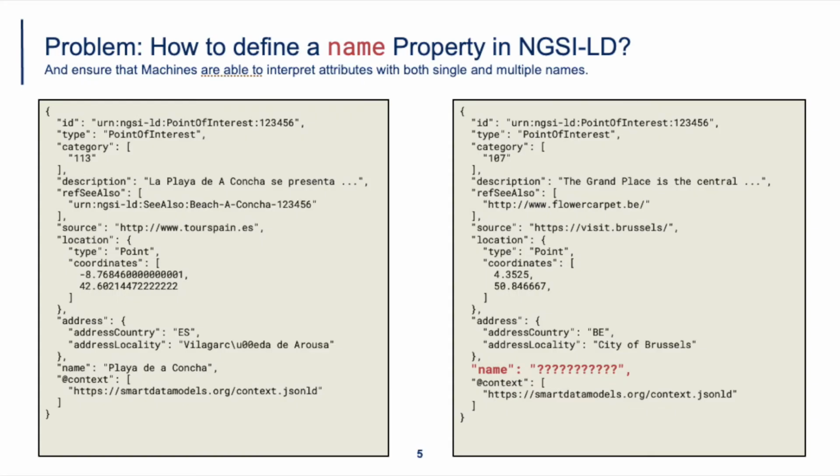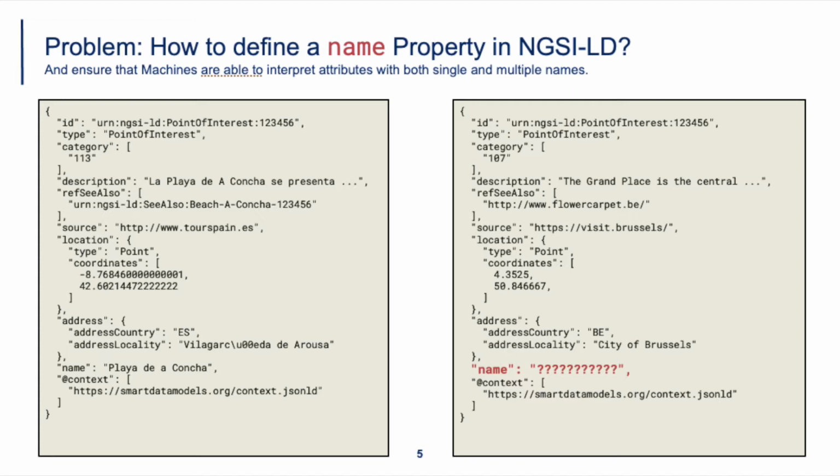And this is what the problem is. So we've got some random beach in Spain, and it's got a name called Playa de Concha. But then, what is the name of the central square in Brussels? Well, it's both, isn't it? It's got just as much validity being Grand Place as it has being Grote Markt.